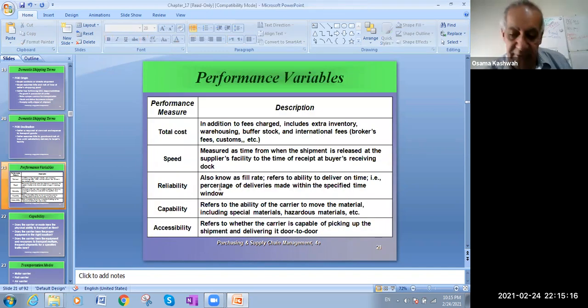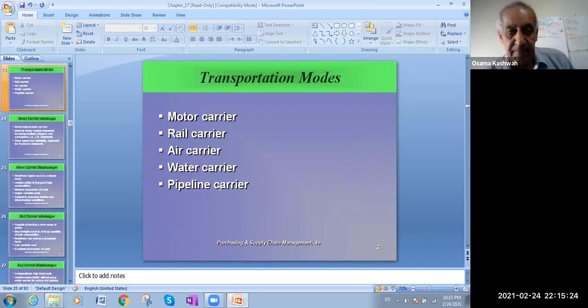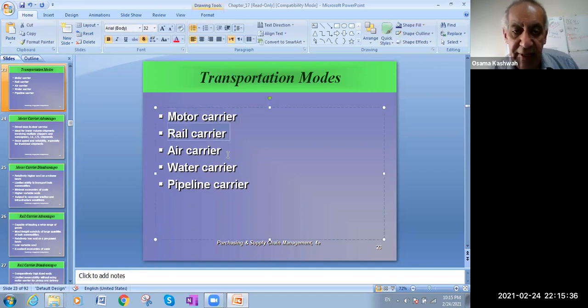We'll go after this to page 23. This part is very important, the most important part in all the class today. What are the transportation modes? Are they the motor carrier, the rail carrier, the air carrier, the water carrier, or the pipeline carrier? We have five kinds of transportation modes: motor carrier, rail carrier, air carrier, water carrier, and pipeline carrier.